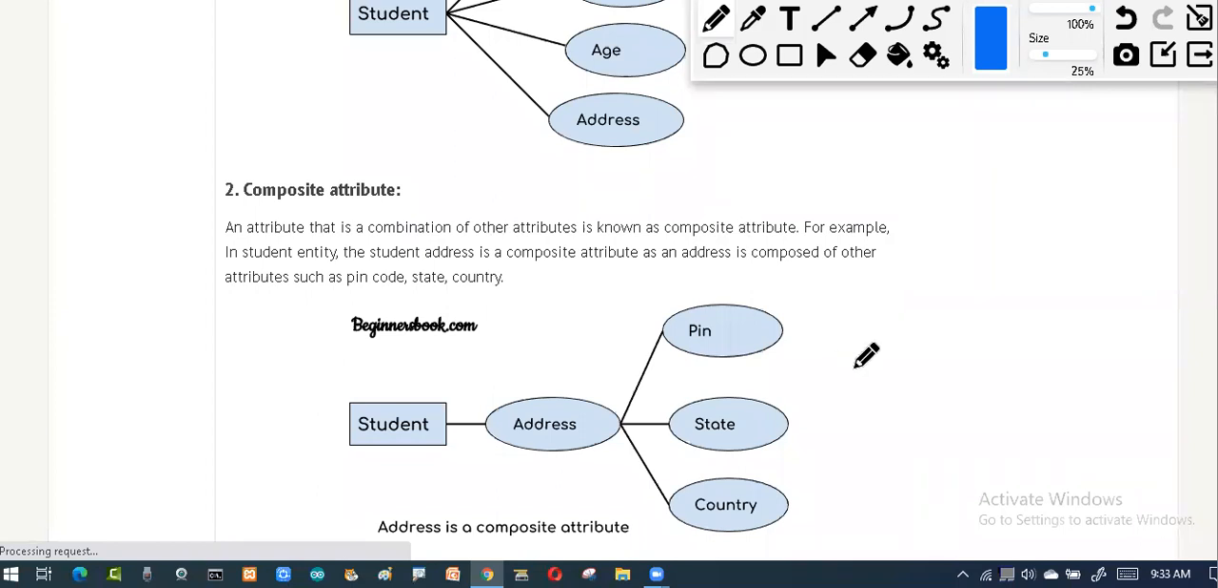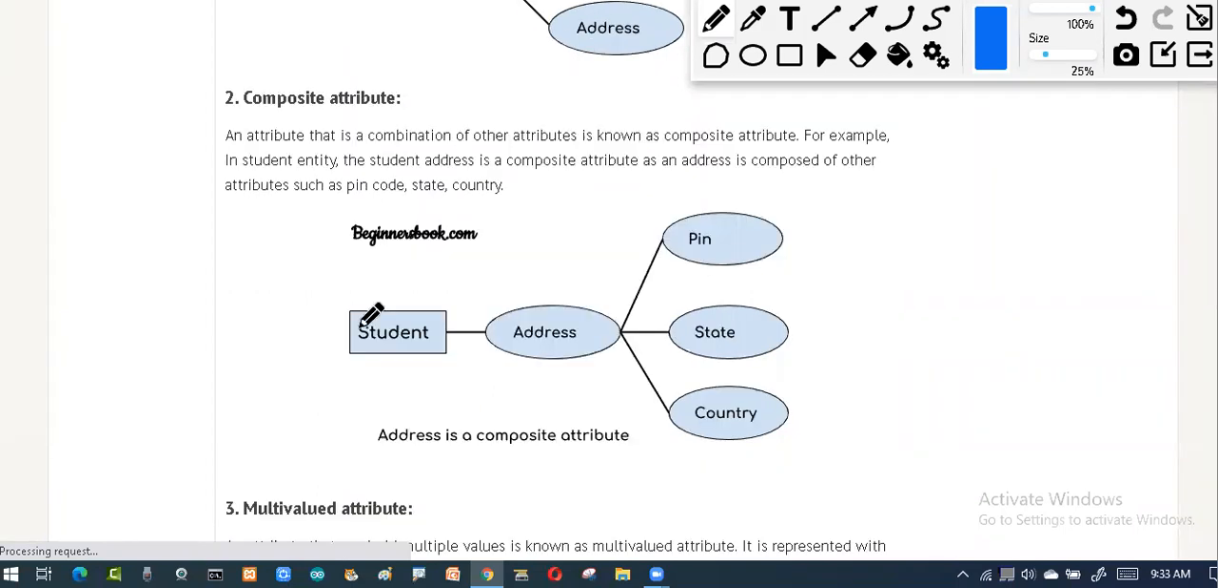So here I have given the example. Take the example of student. Here I have an address. In the address I have PIN number, flat number, state, country, locality, something like that. Okay, so whenever an attribute has been subdivided like this, we call this a composite attribute.